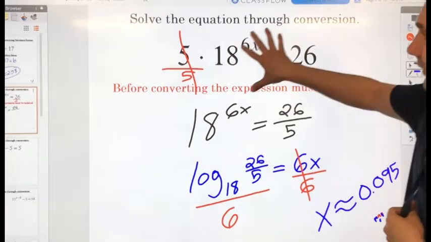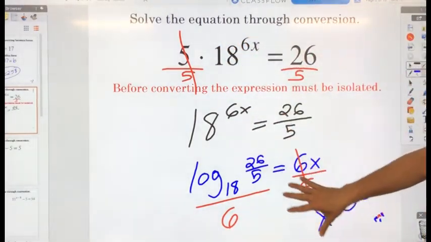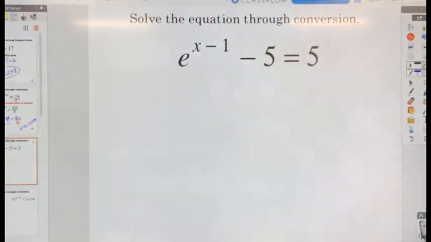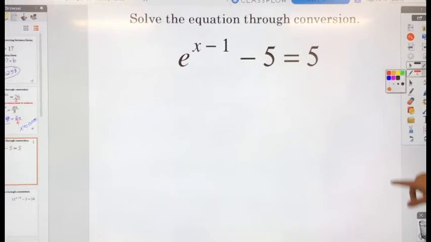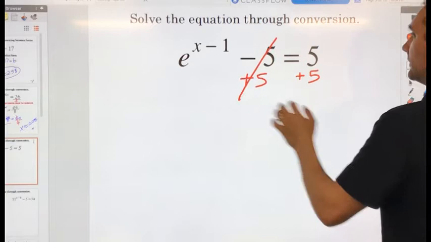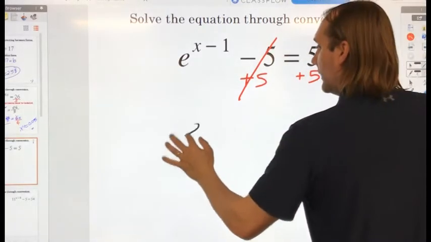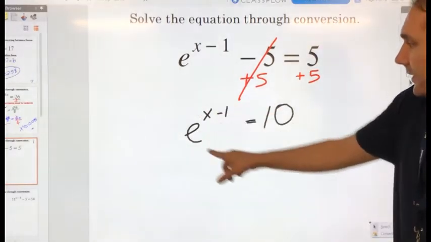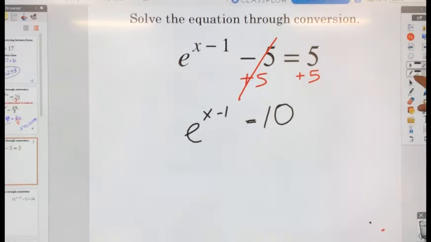So we want to be able to convert our exponents into logs, but before that, make sure that exponent's by itself. So as I look at this problem, e to the power of x minus 1, minus 5 equals 5. What should I do first? Convert it to log form? Not yet. That e is not by itself. Add 5 to both sides. That's going to give me e to the power of x minus 1 equals 10. Now I have this e all by itself, so now I can convert it to a log.